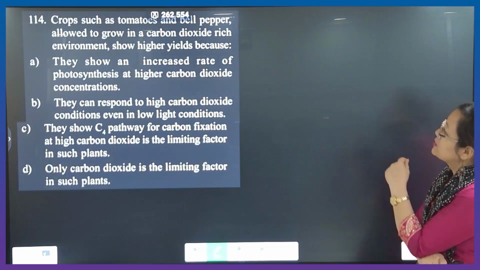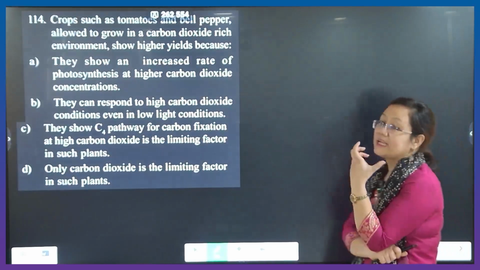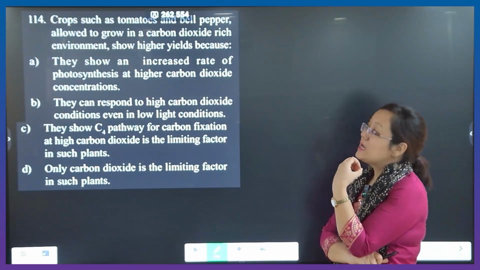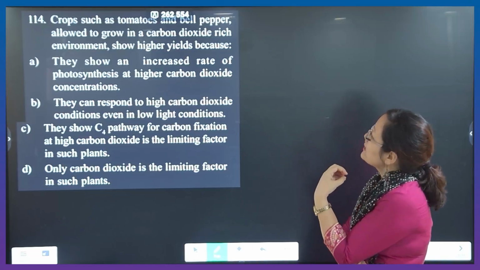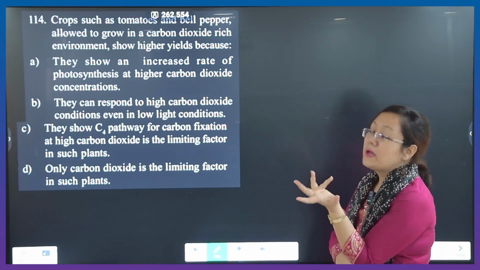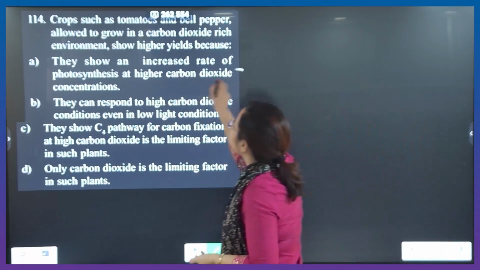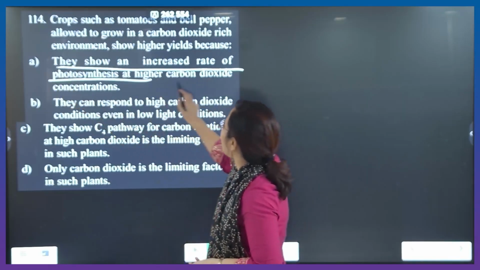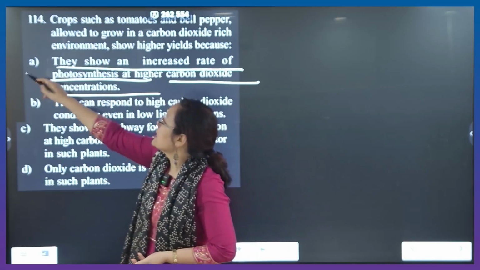Crops such as tomatoes and bell pepper, these are C3 plants, allowed to grow in a carbon dioxide rich environment, show higher yield. Why? Because they show an increased rate of photosynthesis at higher carbon dioxide concentration.